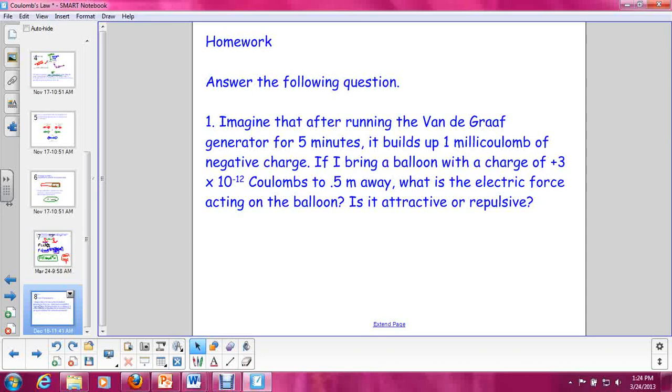So remember, draw a picture, use Coulomb's Law, make sure that you're putting everything into your calculator correctly, and you should be good to go.